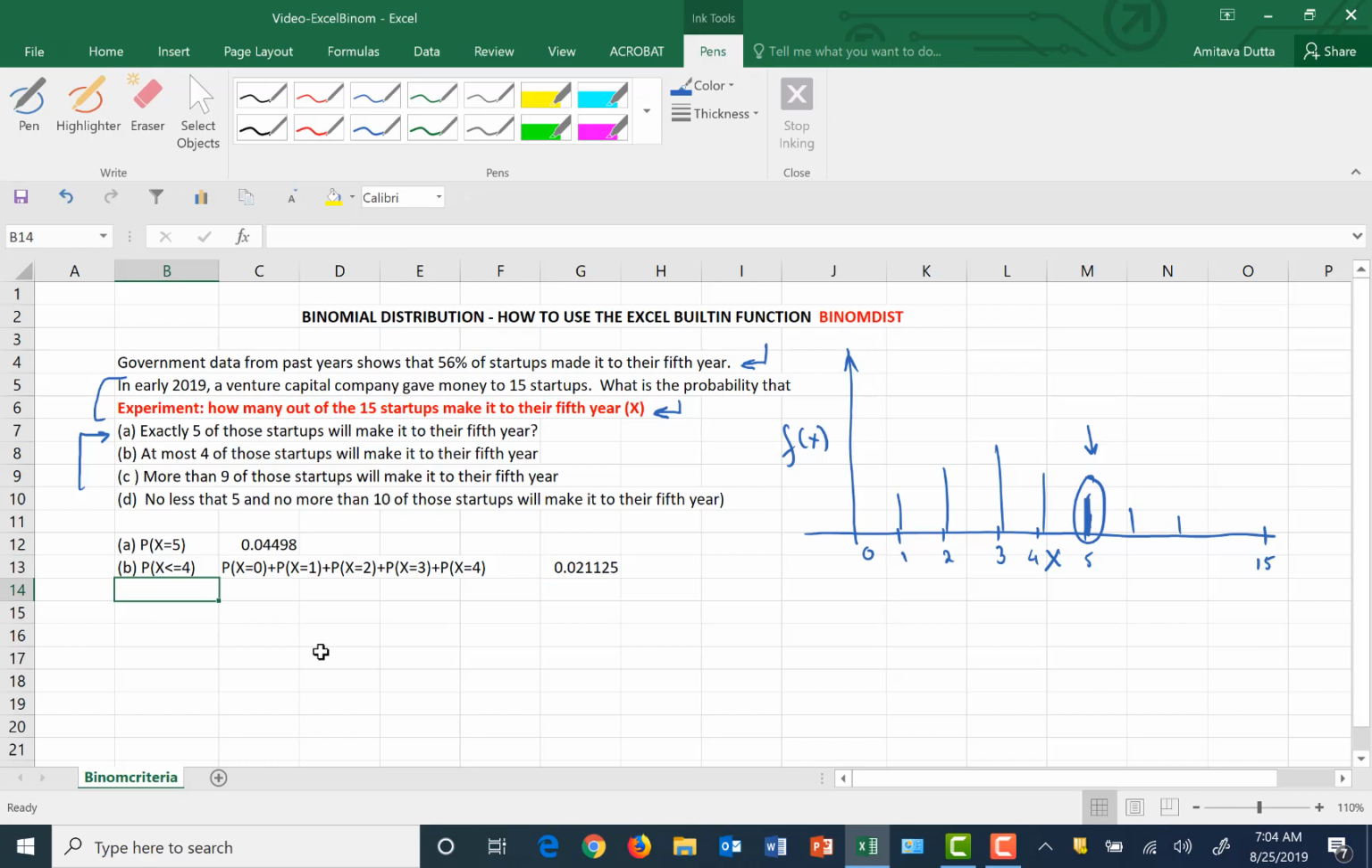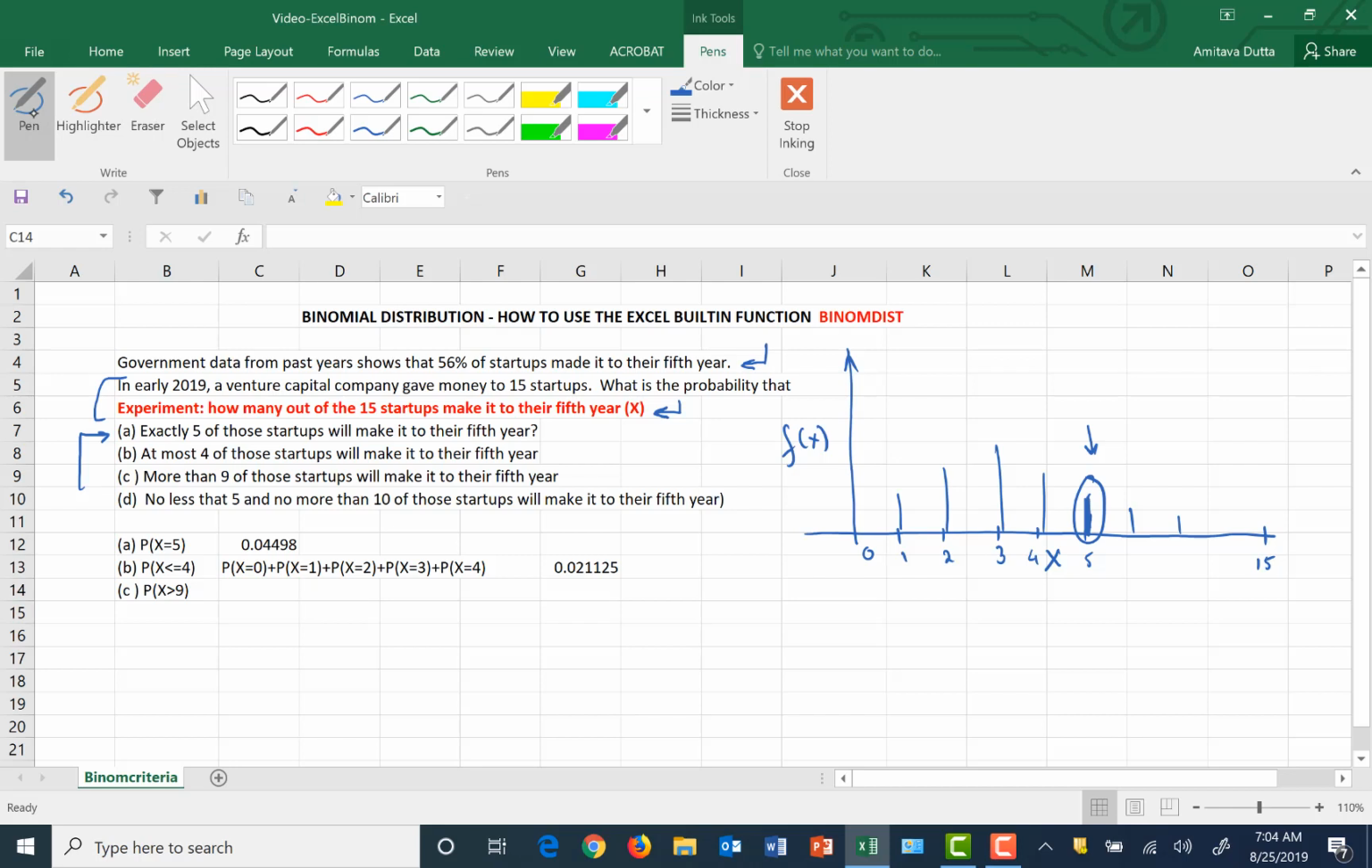So now let's look at part C. It says more than 9 of those startups will make it to their 5th year. So here we want the probability of x greater than 9. More than 9 startups make it to the 5th year.